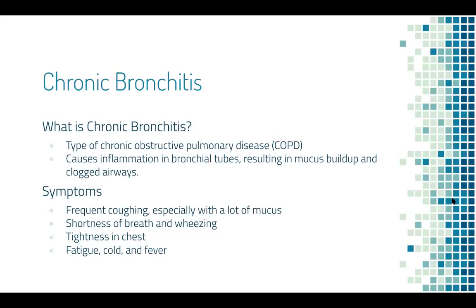The first disease is chronic bronchitis. So chronic bronchitis is a disease in the respiratory system. It causes inflammation of the airways. And because of that, there's mucus buildup and it's really hard to breathe. So that's why some of the symptoms include coughing, especially with mucus, shortness of breath, difficulty breathing, and tightness in the chest.